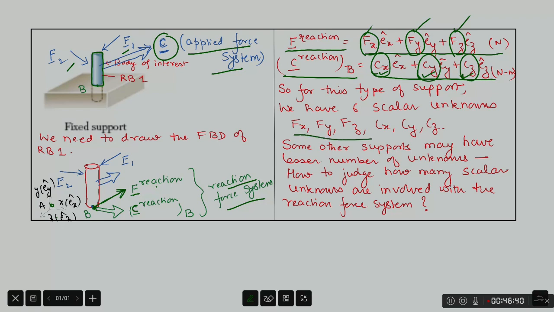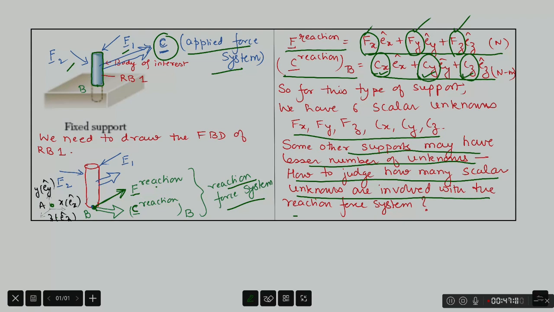Now some other supports may have a lesser number of unknowns, like the ball and socket joint. We will go there also. The question is how to judge how many scalar unknowns are involved with the reaction force system that we are dealing with. How do we judge? On what basis do we judge? Why am I saying that a fixed support will have 6 scalar unknowns? Why not 5? Why not 4? How do we make that judgment? I will explain to you how we make that judgment.